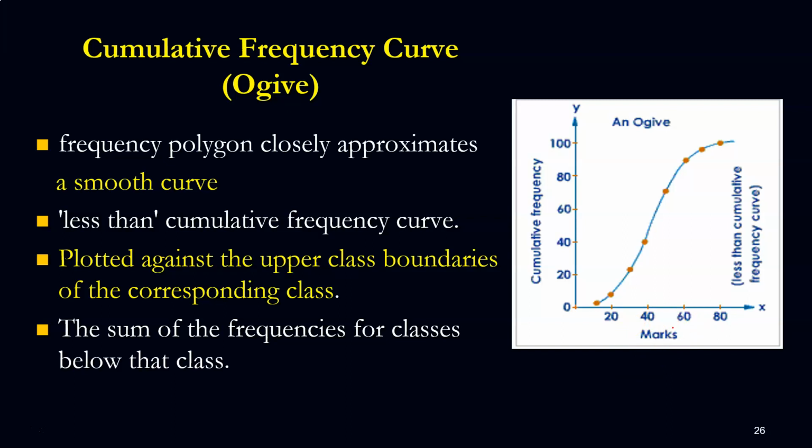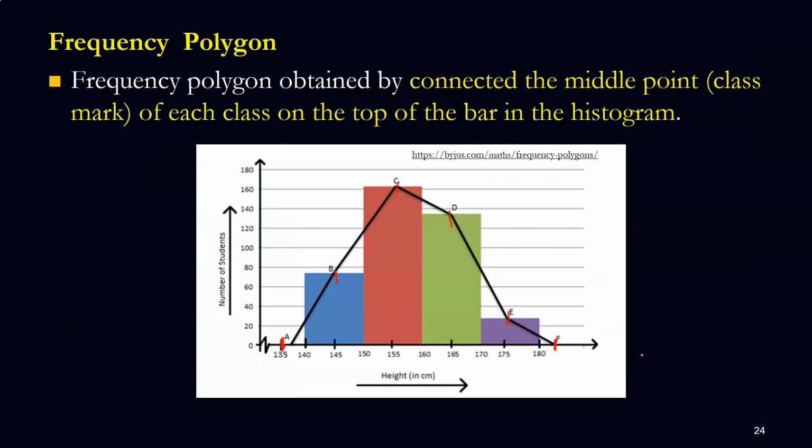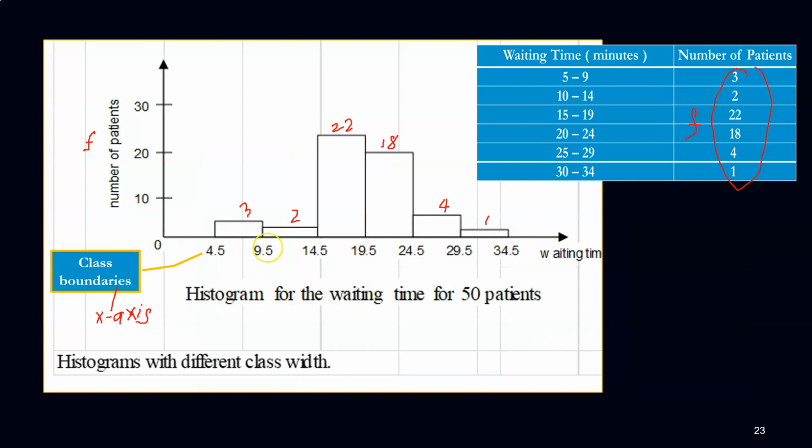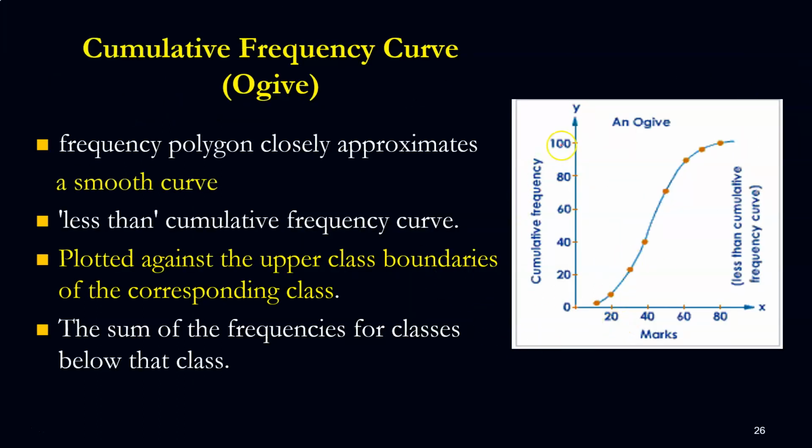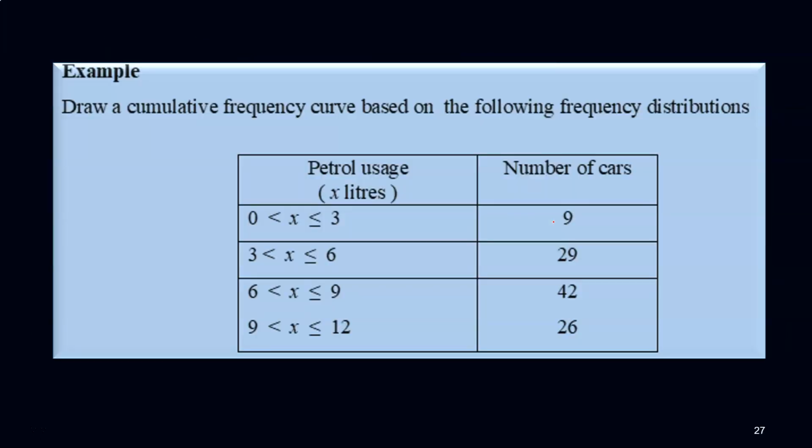So, ada beza lah dengan histogram. Kalau histogram, bawah ni dia guna class apa? Yes, dia guna class boundaries juga. Okay, histogram guna class boundaries. Tapi dekat paksi Y dia guna F, frequency, only frequency. But for OGIF, the y-axis will be cumulative frequency. Okay, for example, over here, you need to draw a cumulative frequency curve ataupun OGIF based on the following frequency distributions.